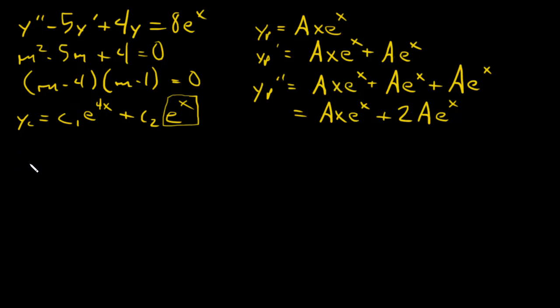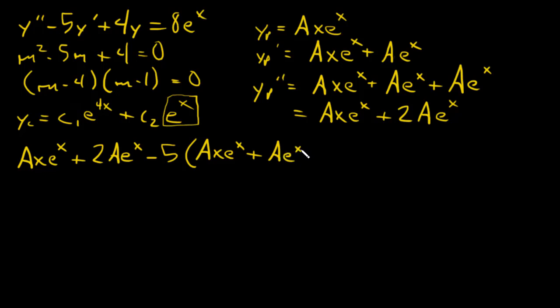So I've got y double prime, so it's going to be ax e to the x plus 2a e to the x, minus 5 times y prime, so ax e to the x plus a e to the x, and then plus 4 times y, so plus 4 times ax e to the x, and that equals 8 e to the x.